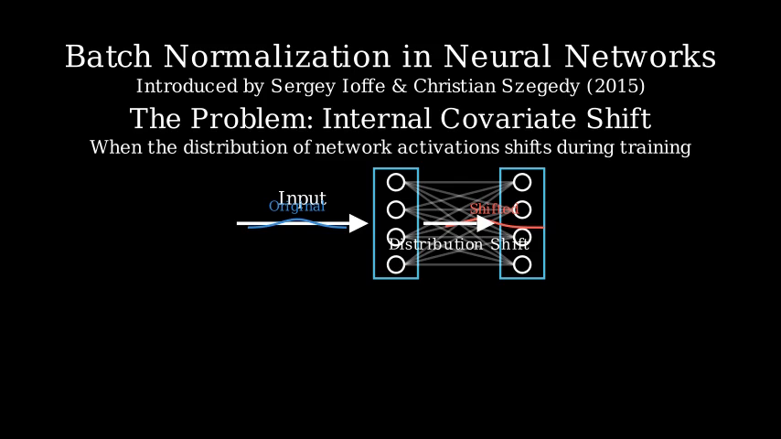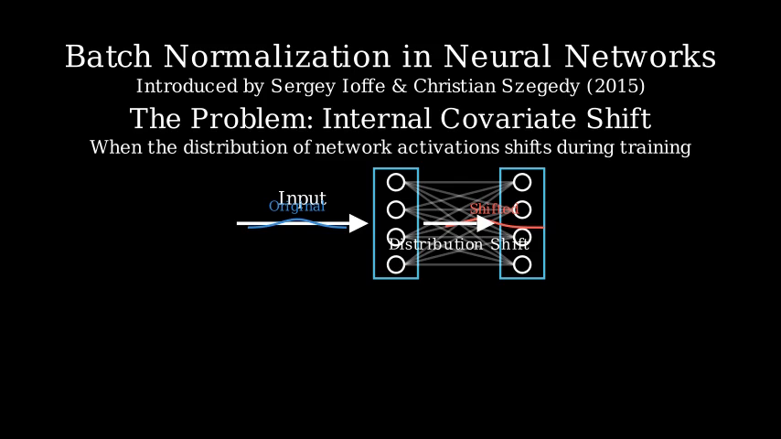The normalization is done by subtracting the batch mean and dividing by the batch standard deviation for each feature across a mini-batch. Mathematically, for input x, we first calculate x normalized equals x minus mu divided by the square root of sigma squared plus epsilon, where mu is the batch mean, sigma squared is the batch variance, and epsilon is a small constant for numerical stability.